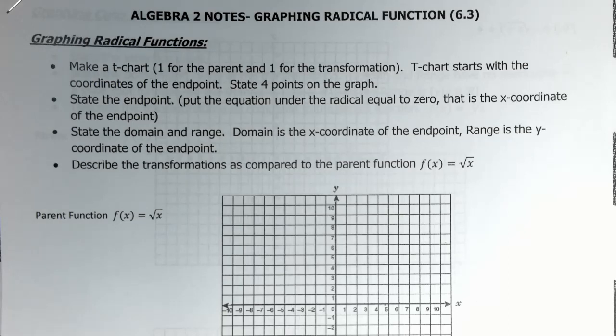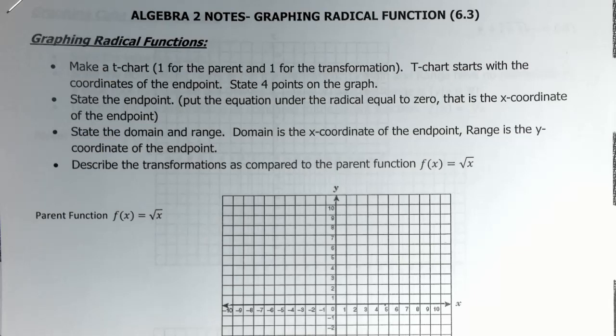We're still going to do two tables, one for the parent function, one for the transformation function. So two graphs, state the transformations. For square roots, we have an endpoint. With cube roots, we have an inflection point. Okay, so we're going to talk about the difference between that. We're going to do domain and range for each problem.